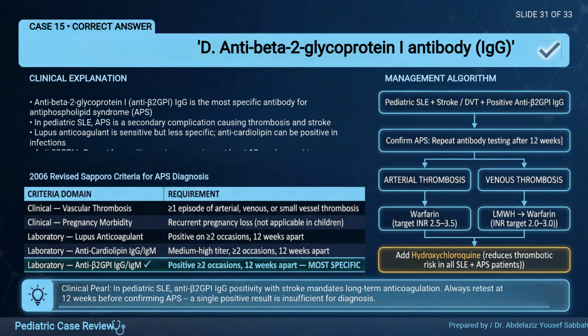Anti-beta 2 glycoprotein 1 immunoglobulin G is the most specific antibody for antiphospholipid syndrome. In pediatric lupus, antiphospholipid syndrome is a secondary complication causing thrombosis and stroke. Lupus anticoagulant is sensitive but less specific, and anticardiolipin can be positive in infections. Anti-beta 2 glycoprotein 1 immunoglobulin G must be positive on 2 occasions at least 12 weeks apart to confirm antiphospholipid syndrome diagnosis. Management includes long-term anticoagulation with warfarin targeting an international normalized ratio of 2.5 to 3.5 for arterial thrombosis, plus hydroxychloroquine to reduce thrombotic risk.